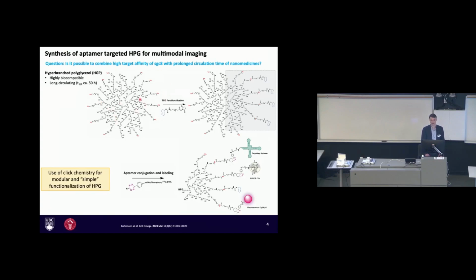We used an aminated version of HBG and reacted it with a trans-cyclooctene, or TCO, through simple amide coupling. Then we could use a very simple click chemistry approach to click any kind of functionality that we wanted onto this HBG-TCO. Simple here really means it doesn't require any special solvents, temperatures, or reagents. So we use, for example, a fluorophore-labeled tetrazine, a radio-labeled tetrazine, or an aptamer functionalized with a tetrazine, and just click it onto HBG.